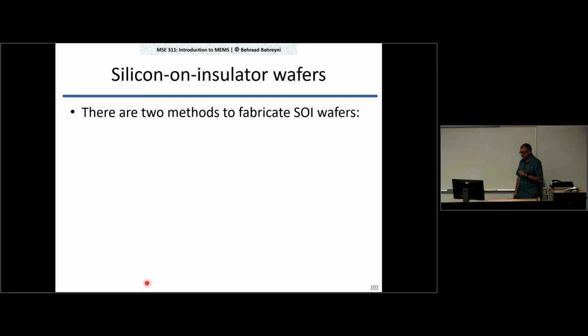A special case for bonded wafers that has a lot of applications in MEMS is for making silicon-on-insulator wafers. We will see later on when we discuss the process flow development that in a lot of cases it makes the life of a process engineer much easier if you have access to a silicon layer that is sitting on top of a dielectric layer.